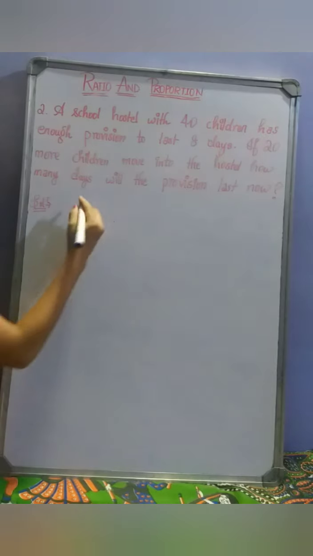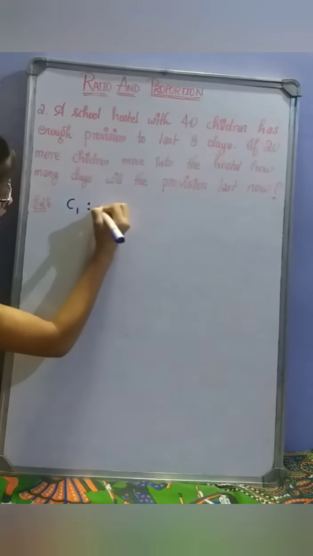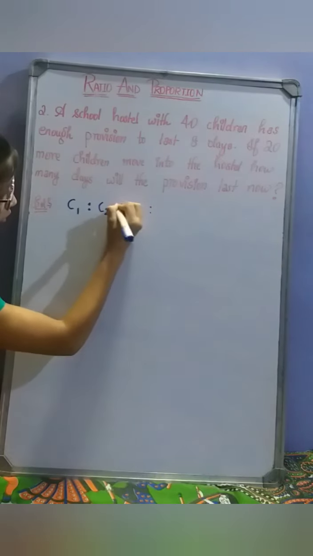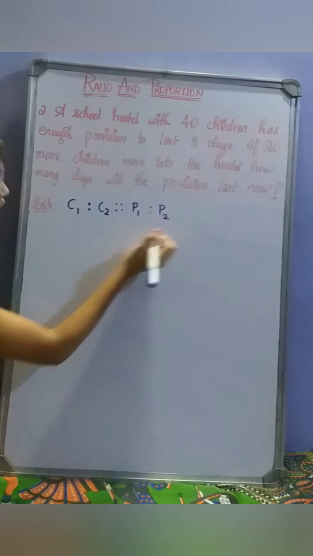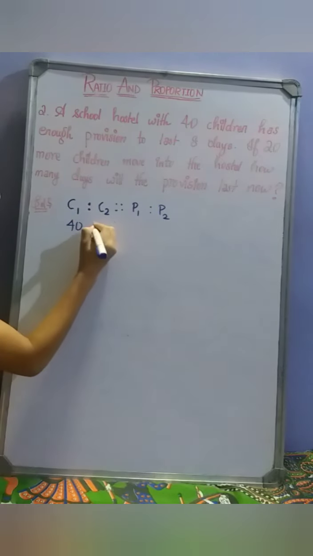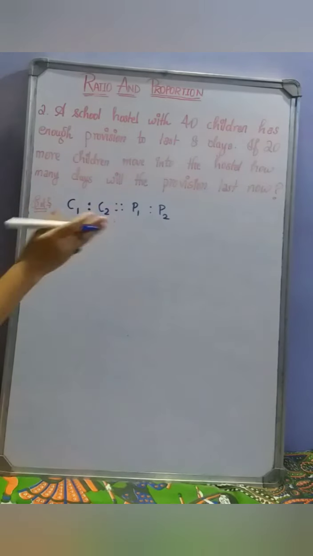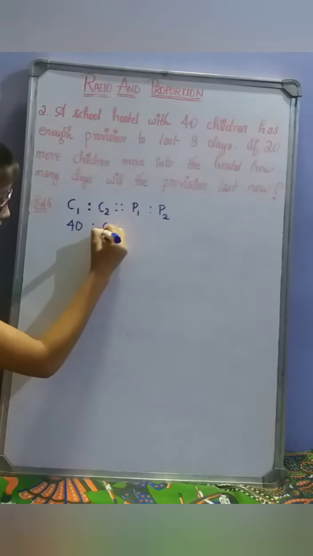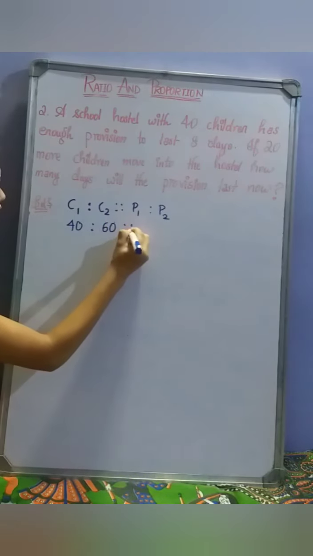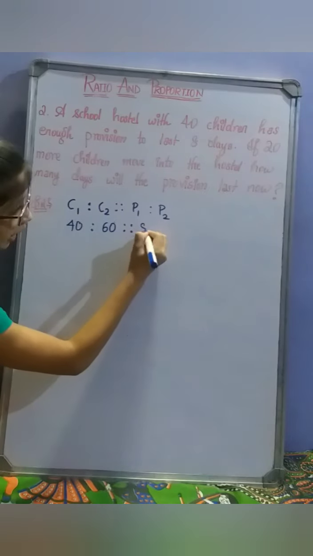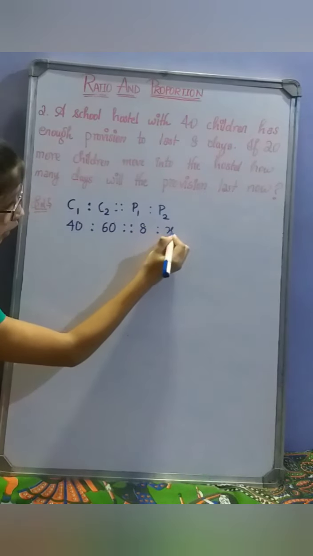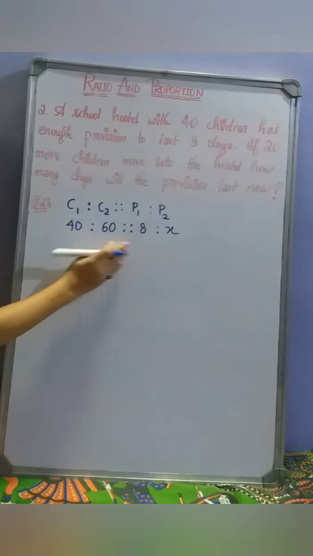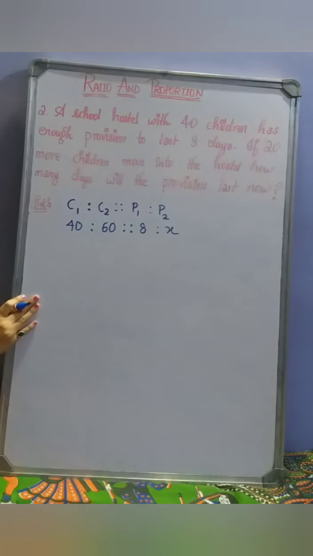Based on this we can write children 1 is to children 2 as provision 1 is to provision 2. Children 1 is 40. The second children is 40 plus 20, as they have told 20 more children will move, so 60 children in total. For 40 children the provision lasts for 8 days. For 60, how long it will last we don't know. As we know, for 40 children it lasts for 8 days, for 60 the number of days is going to decrease. So it is the inverse proportion.